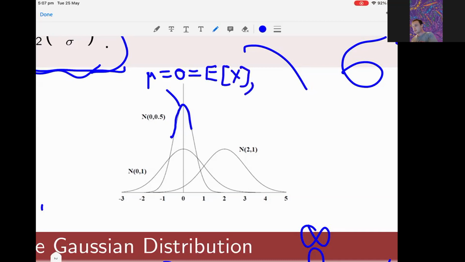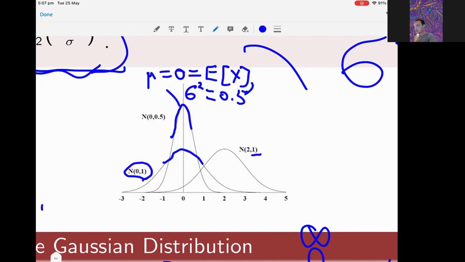And the variance, which is sigma squared, is equal to 0.5. So remember, mu tells us where it's centered, and sigma squared tells us how much it's spread out. If we look at this one now, the normal distribution with mu equals 0 and sigma squared equals 1, it's still centered at 0, but because the variance is larger, we can see that this function is much more spread out.